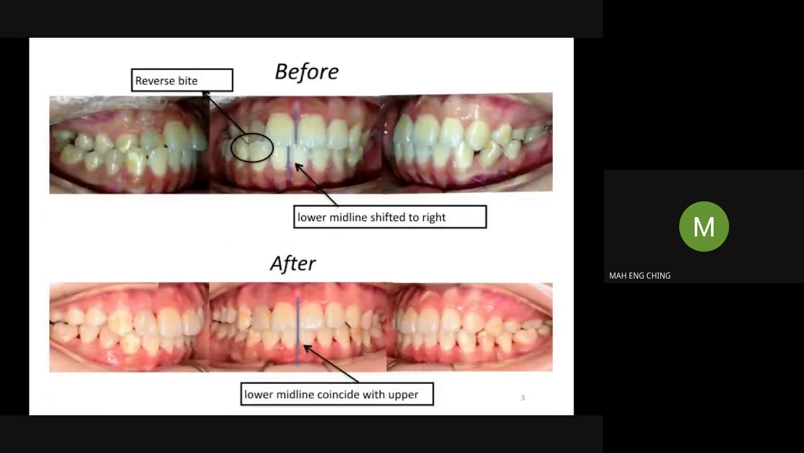Okay, so you see this one is a very interesting case. The patient has a crossbite on the right side from the lateral incisor extending to the molar, and at the same time this patient has a functional shift. You see the lower mandible is shifted to the right side whenever the patient bites. So after we correct the crossbite, you see the midline is back to the center.